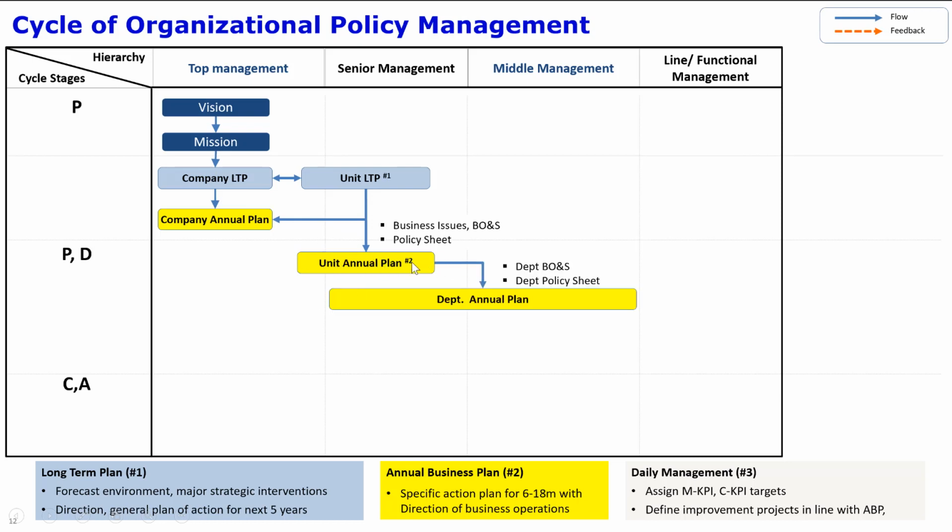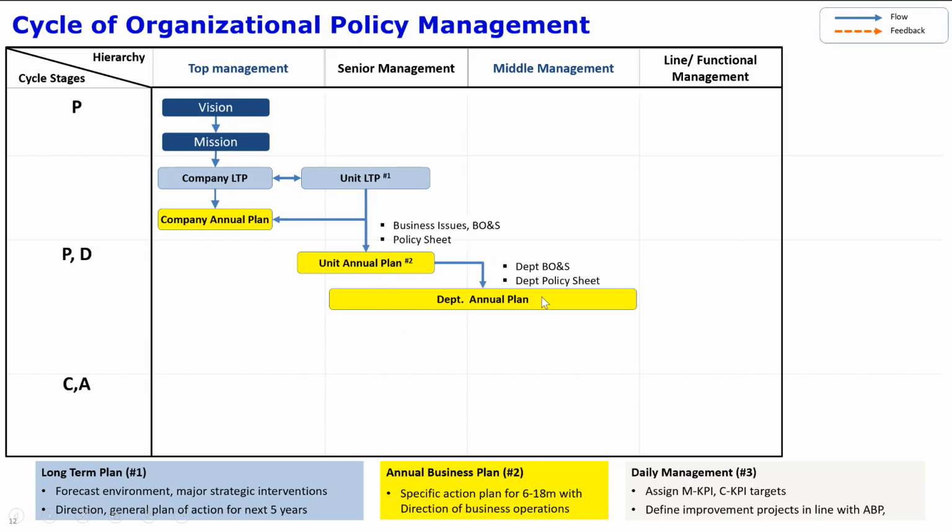The unit annual plan is then cascaded into a set of departmental annual plans, which each department of this unit would get, in terms of what it needs to do on its business objectives and strategies. And in the same way as the parent unit, it would have its departmental level policy sheet, which would comprise the important items where it needs to focus or stress its resources. So this essentially is a center point of the policy management of a unit.